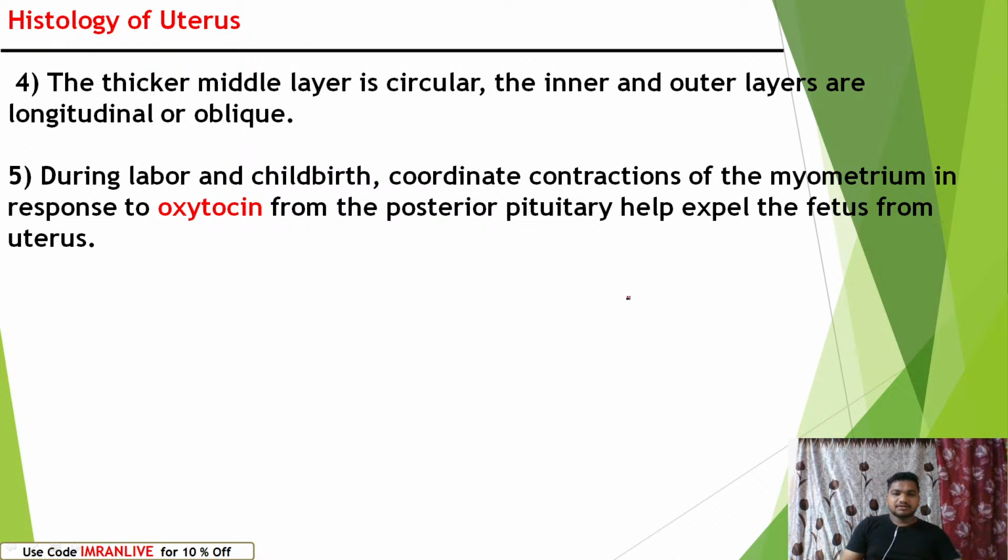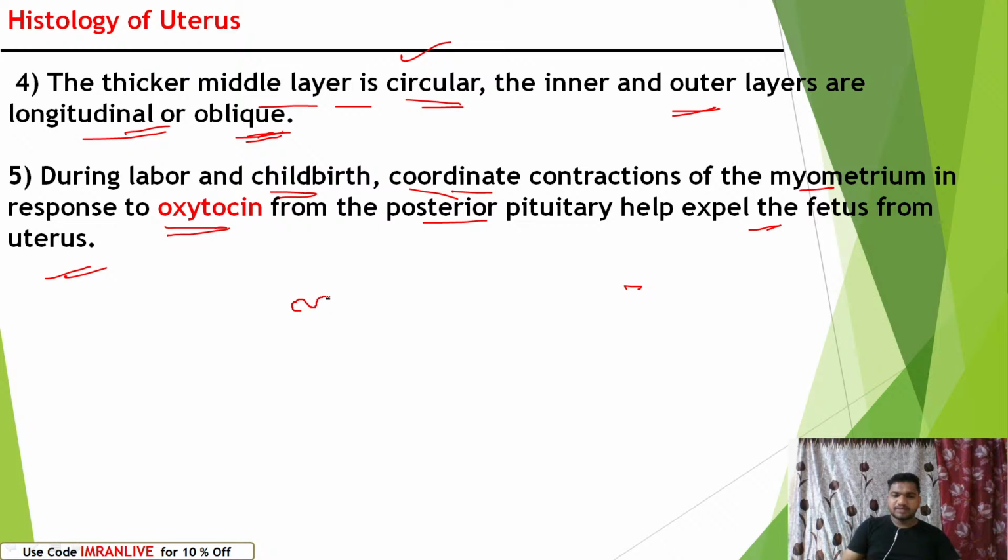The thicker middle layer is circular. The inner and outer layers are longitudinal or oblique. The thick middle layer is generally circular, and the outer layer is longitudinal, or generally we call it oblique. During the normal delivery of the baby, the coordinated contraction of the myometrium in response to oxytocin hormone, which is released from the posterior pituitary, helps expel the fetus from the uterus.